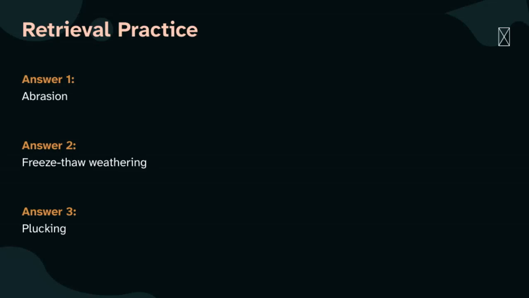Let's check the answers. Question 1. Rocks frozen in the ice grinding against the valley floor is abrasion. Question 2. The physical weathering that shatters rock in cold climates is freeze-thaw weathering. Question 3. When ice freezes onto rock and pulls it away as the glacier moves, this is called plucking. These 3 processes are essential for explaining almost every erosional landform in today's lesson.